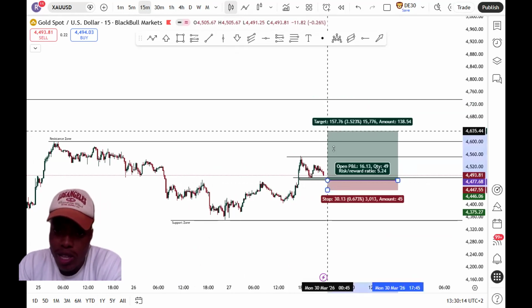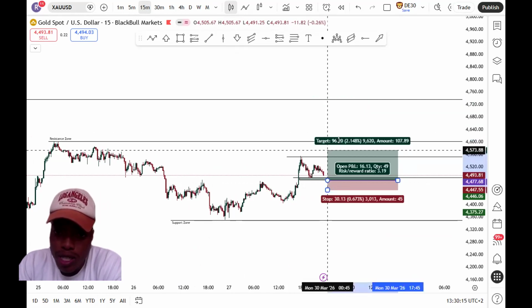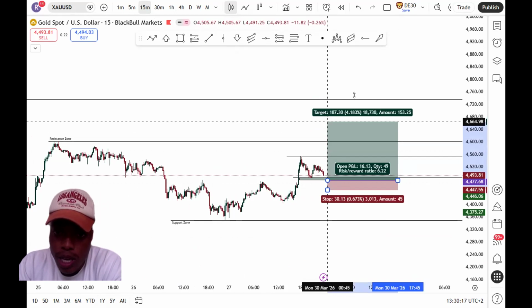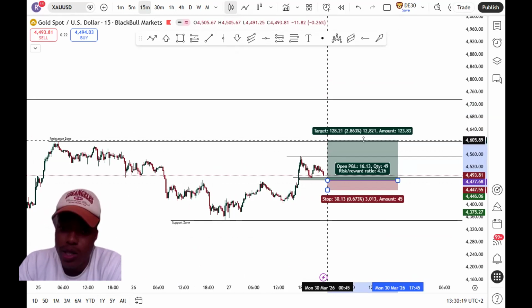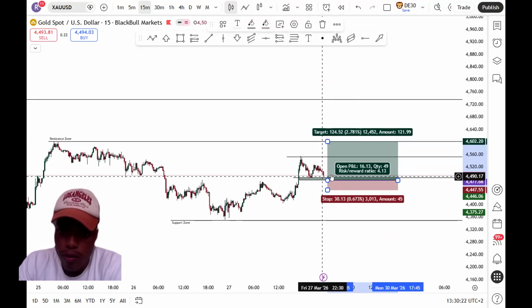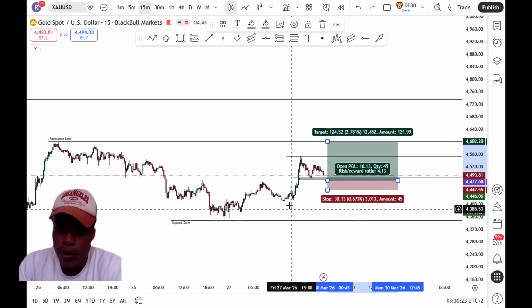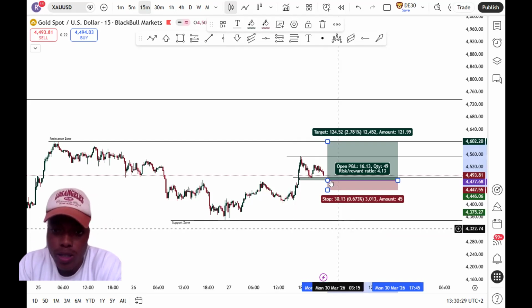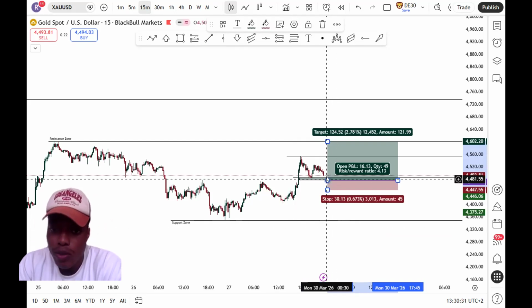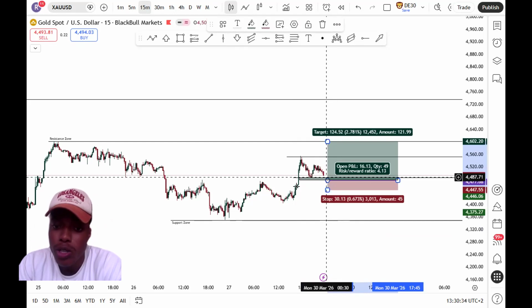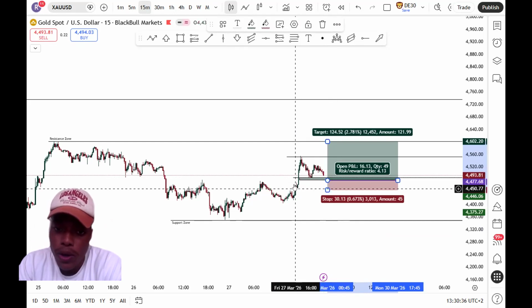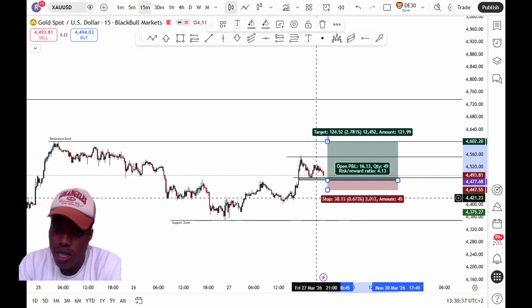I'd say this would be my first TP, second TP, and then this third TP. Whenever it gets to your second TP, make sure that you protect your position. So you move your stop loss above your entries. When you enter this zone, make sure that your stop loss is just below this previous low.